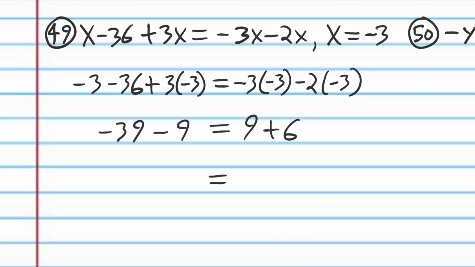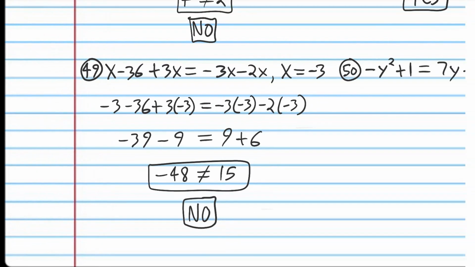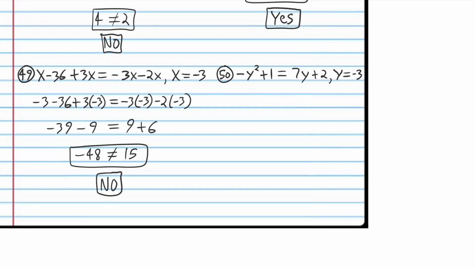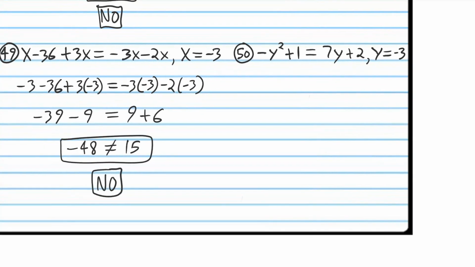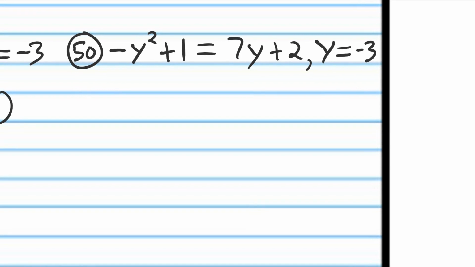Now, if you're not doing the homework, you won't understand anything. That's for sure. So negative 39 minus 9 is negative 48, and 9 plus 6 is 15. So that obviously does not work. We rectangle that, and we say no. So we have one last problem. And by the way, if you got 49 correct, good job. So attempt number 50, and when you come back, we'll do it together.